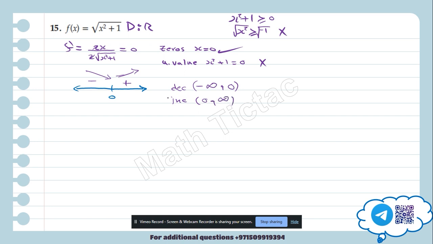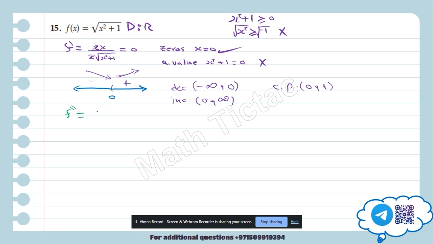Okay, now moving forward, this is the critical point actually, which is 0. That's it, 0 and f of 0. So you can substitute directly in this square root of 0 squared plus 1, which is square root of 1, which is equal to 1. This is my critical point. Okay, now moving to the second derivative.